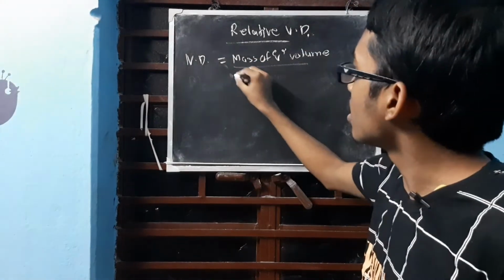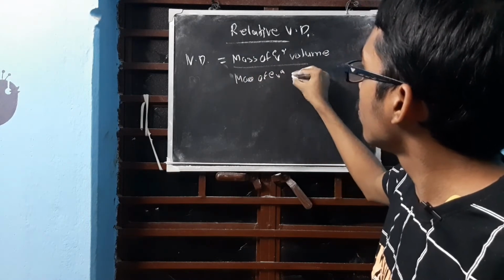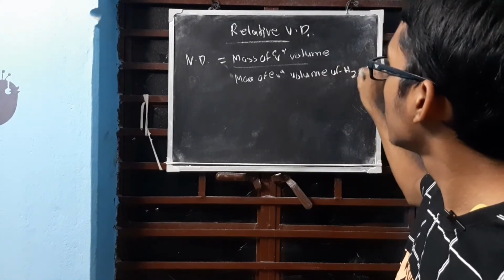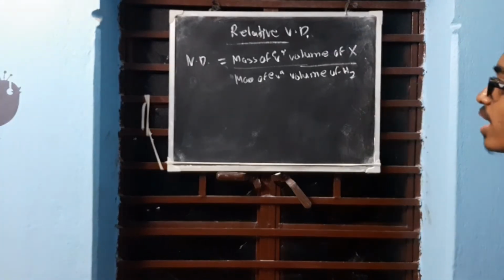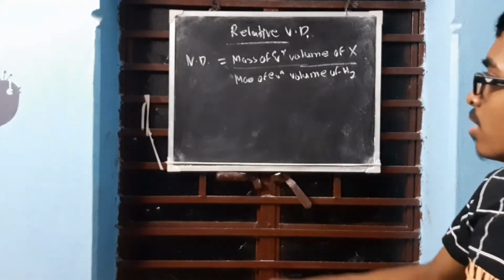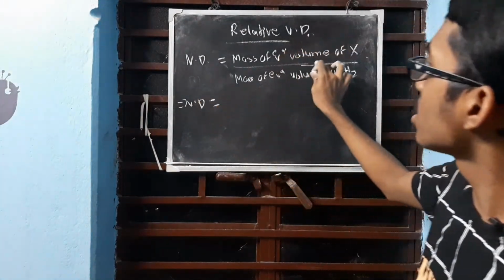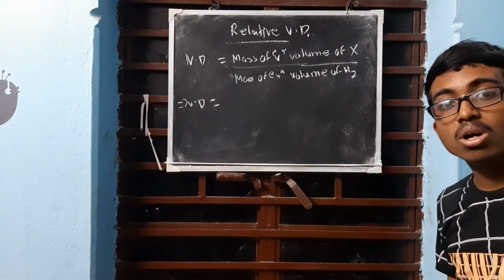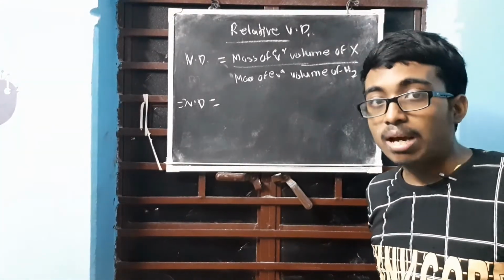Remember that. Divided by mass of V volume of H2, and this is of, let us take, element X. Okay, let's say this is element X. Now next we can write Vd is equal to mass of V volume by mass of V volume. Volume is the same, so we can substitute it using molecules. How and why? We haven't learned that part.